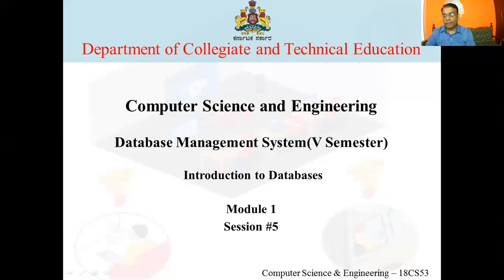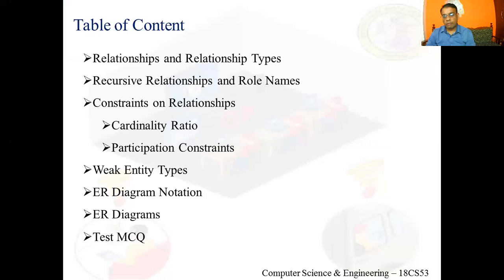So in module 1, this is session number 5. In the previous session, I discussed some of the concepts of ER modeling, that is the definition of entity, the definition of an attribute and types of attributes, and the definition of entity type and key attribute. The topics that will be discussed in this session are relationship and relationship types, recursive relationship types, and role names corresponding to the relationship type.